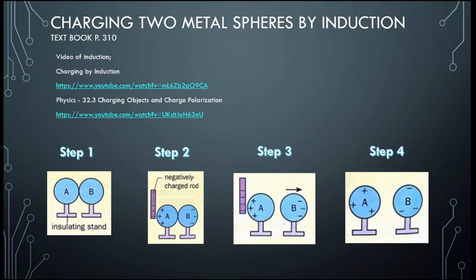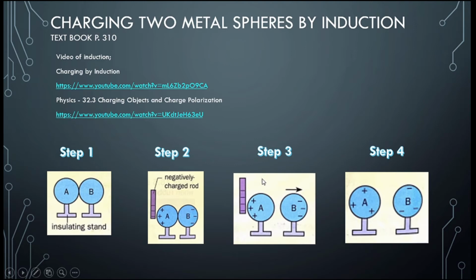If you want to charge two metal spheres by induction, look at these 4 steps. Step 1. Place two conductors on an insulating stand side by side such that they are touching each other. Step 2. Bring a negatively charged rod near sphere A. This causes the electrons in both metal spheres to be repelled to the far end of sphere B. Now, sphere A has excess positive charges, while sphere B has excess negative charges.